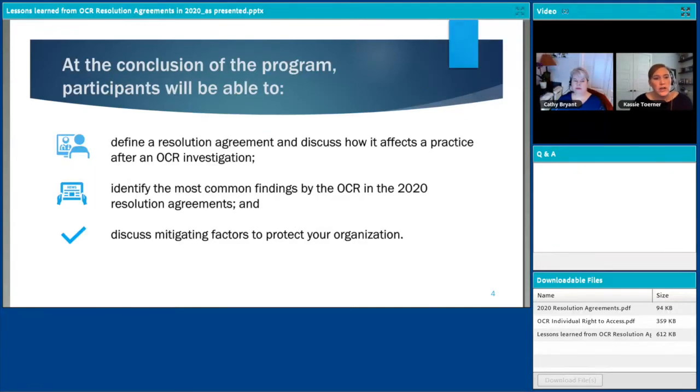And our goals today as we go through the program: what we're going to talk about is hopefully to give you an ability to define a resolution agreement and discuss how it affects a practice after an OCR investigation. Also identify the most common findings by the OCR in 2020 resolution agreements, and also hopefully some mitigating factors to help you protect your organization.